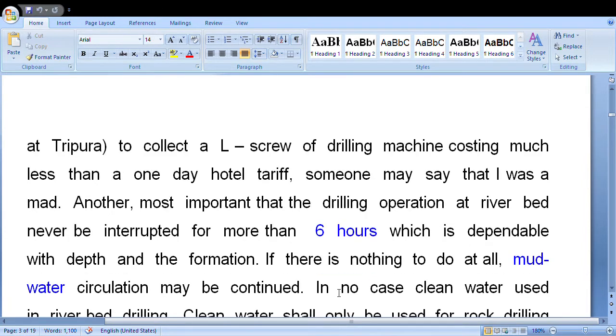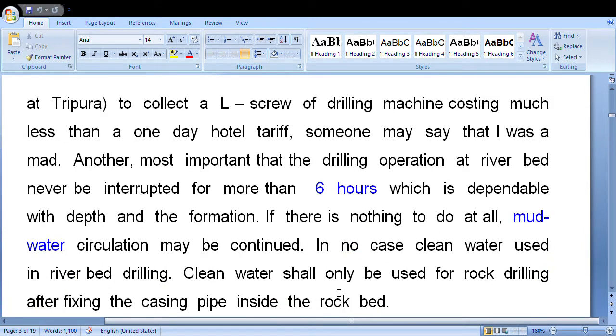If at all there is nothing to do, say you are just waiting for the final measurement of the hole, because most clients want to measure the hole after completion. I do not blame them, because it is their duty also. They do not believe others either, and they consider that every workman is a cheater.